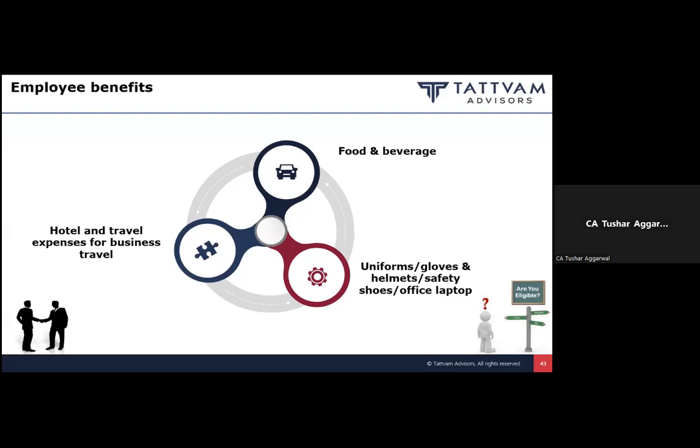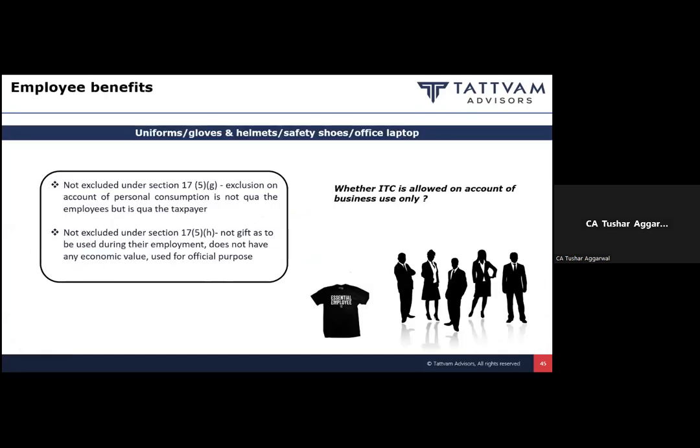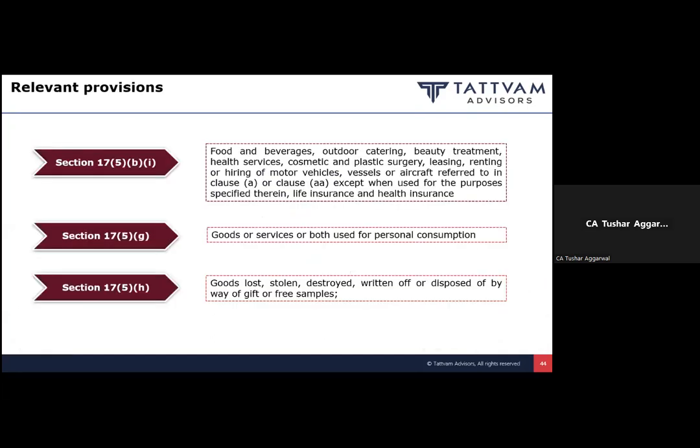Another very common issue being faced: ITC on hotel expenditure, travel expenditure, uniforms, gloves, etc. What is barred under section 17(5) is credit on food and beverages, outdoor catering, beauty treatment, health services, etc. Not allowed. Life insurance, health insurance not allowed. However, there is an exception that if this is mandatory under certain law, then credit on food and beverage will be available. Second restriction which is there in GST is goods and services or both used for personal consumption. That is the second restriction.